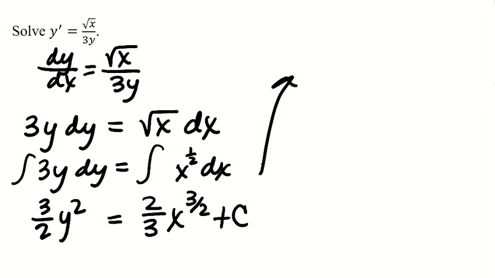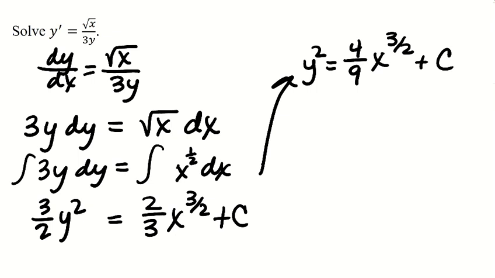And then I'm going to start trying to solve for y on its own. So I'll have y squared equals, okay, if I want to get rid of the 3/2, I'm going to multiply by 2/3. So I'll have 4/9 x to the 3/2 plus 2/3 of c, which is still just some constant that's a real number. It could really be anything. If you wanted it to be the same as it was before, you would need to change the earlier constant by making it, I believe, 3/2 of what it originally was.